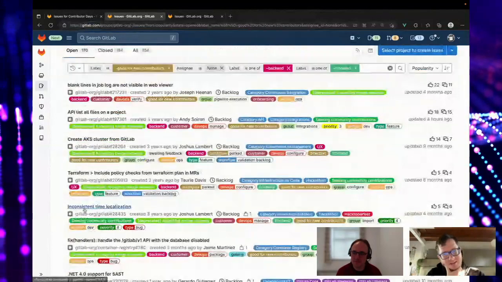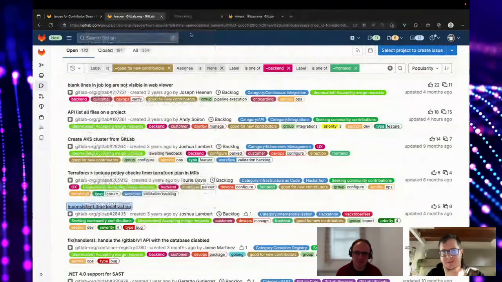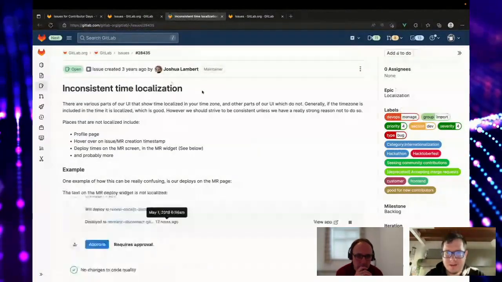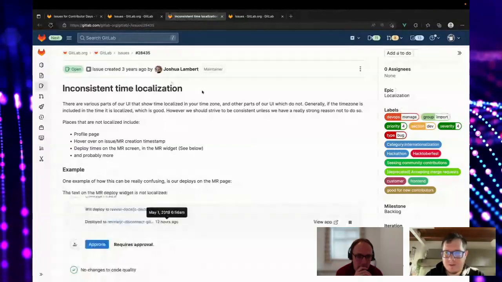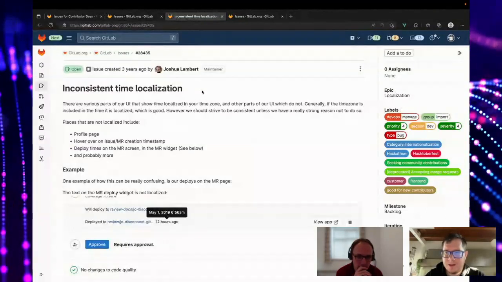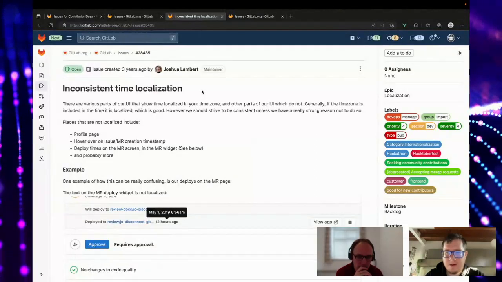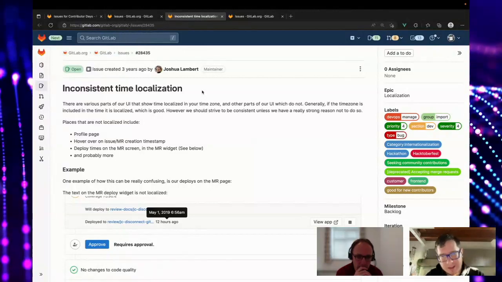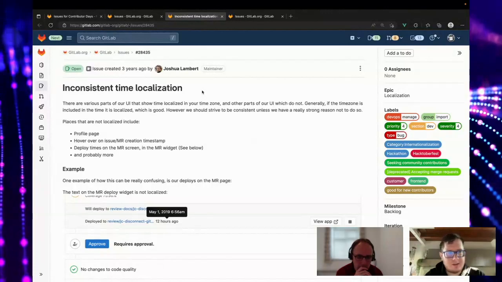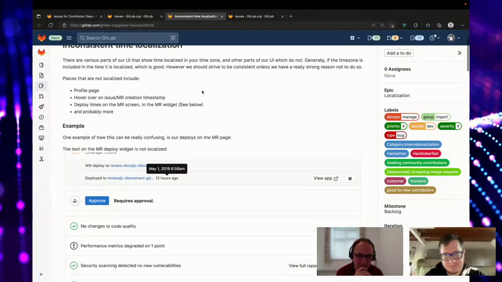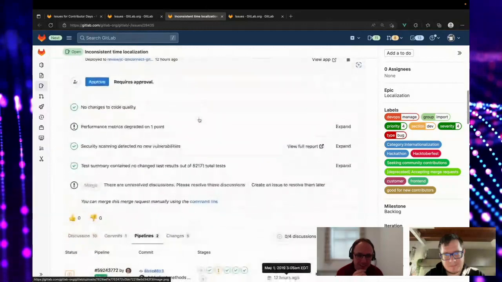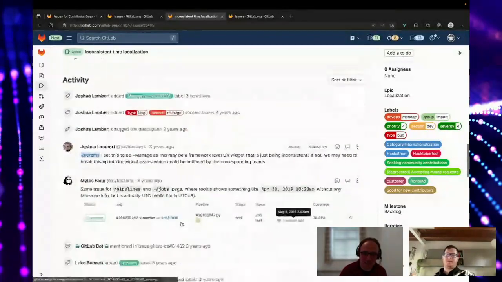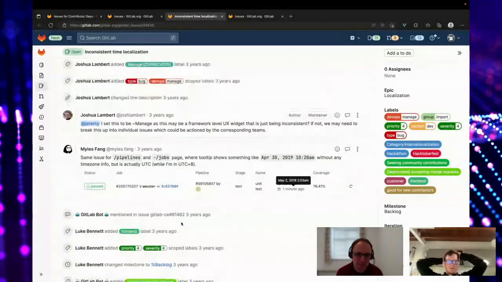And I'm afraid to look into this one because parts of it show time localized in your time zone and other parts of the UI do not. Generally, if time zone is included in the time, it is localized. However, we should strive to be consistent unless we have a really strong reason not to do so. This is not a quick win. Marco and time zones have history. Yeah, this is a pain.